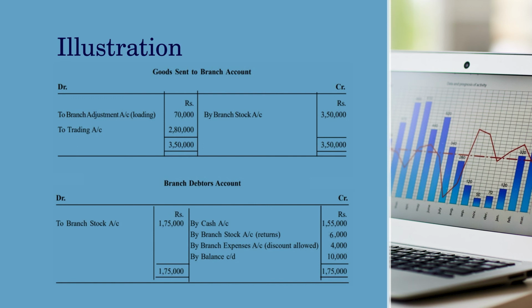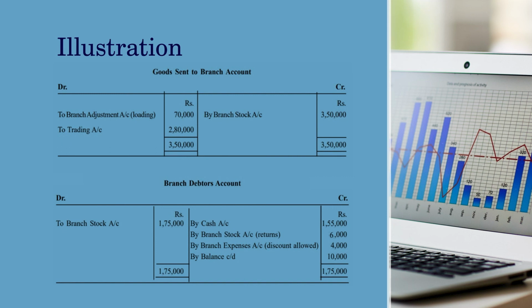So here you can see, yes, in branch stock, to goods sent to branch 3,50,000. Then branch debtors account, to branch stock it is given 1,75,000. Yes, credit sale 1,75,000. By cash 1,55,000, it is also given in the question. By branch stock returns, this is the sales return which is given 6,000. By branch expenses discount allowed, it is given in the question 4,000. Let's check it. Yes, discount allowed 4,000.